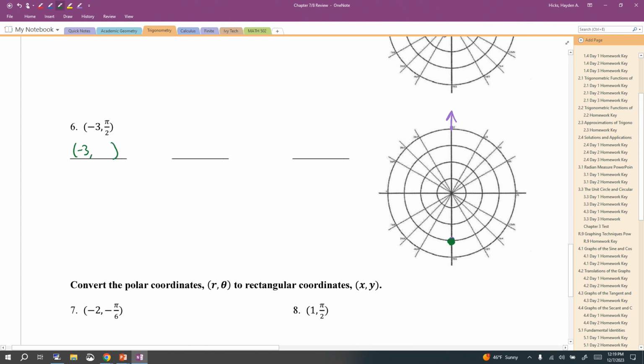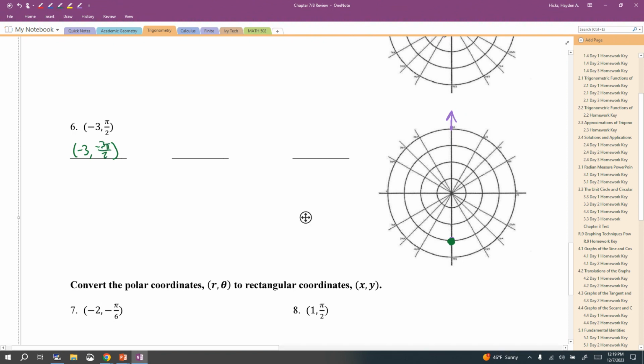I always like to start off with just the coterminal, right? What's coterminal of pi over 2 but in the negative direction? Negative 3 pi over 2. Very good. We subtract 4 pi over 2 because 4 pi over 2 is equal to 2 pi.